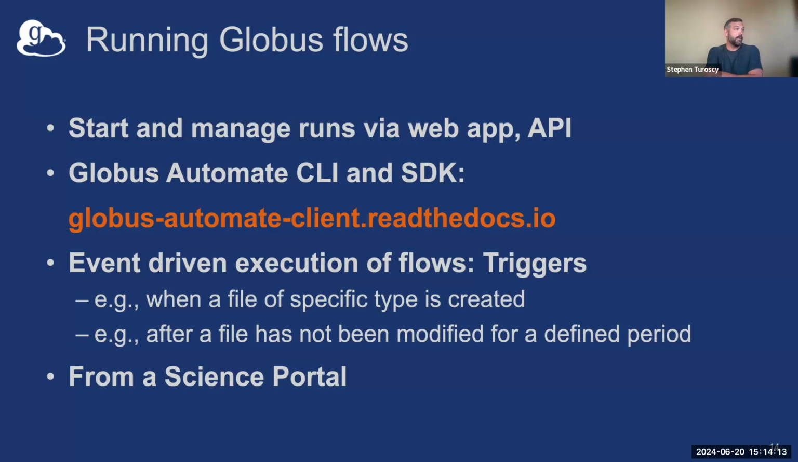You can use a CLI. I've referenced the SDK already. The CLI can do a lot of Globus related things. The CLI is pretty powerful. If you're comfortable with a command line tool, I would urge you to take a look at Globus's CLI. Event-driven execution, this is where the triggers came in, where a drop of a file or new data available off an instrument might trigger a flow, or in our case, from a science portal.